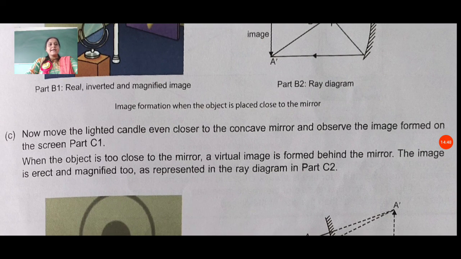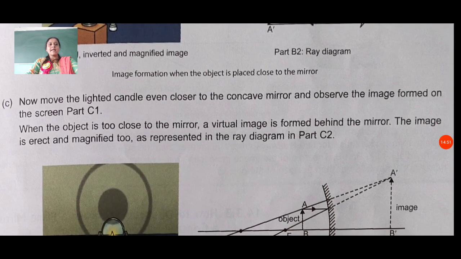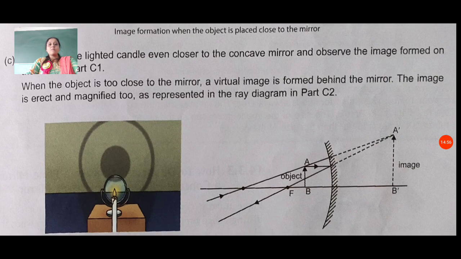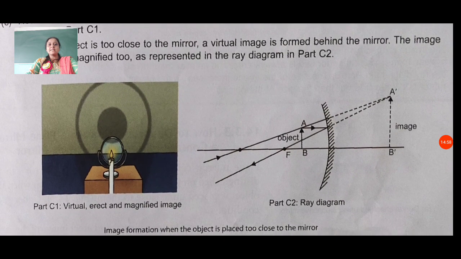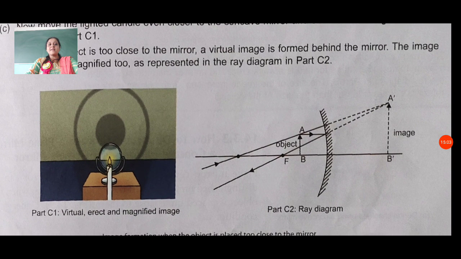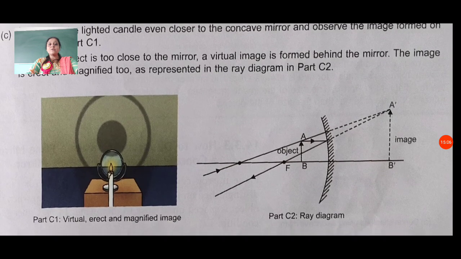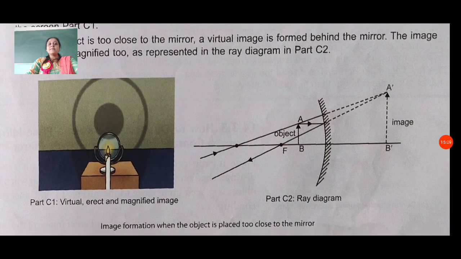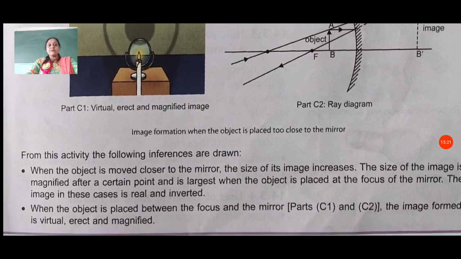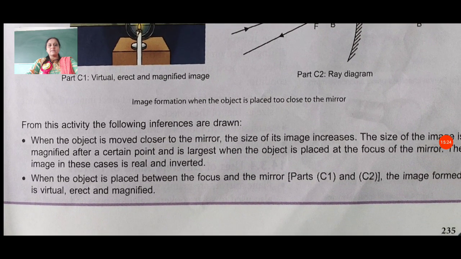Now move the lighted candle even closer to the concave mirror and observe the image formed, part C1. When the object is too close to the mirror, a virtual image is formed behind the mirror. The image is erect and magnified, as represented in the ray diagram in part C2. You can see here a virtual, erect and magnified image. Now they put the candle too close to the mirror. The diagram is also different from the two earlier diagrams.